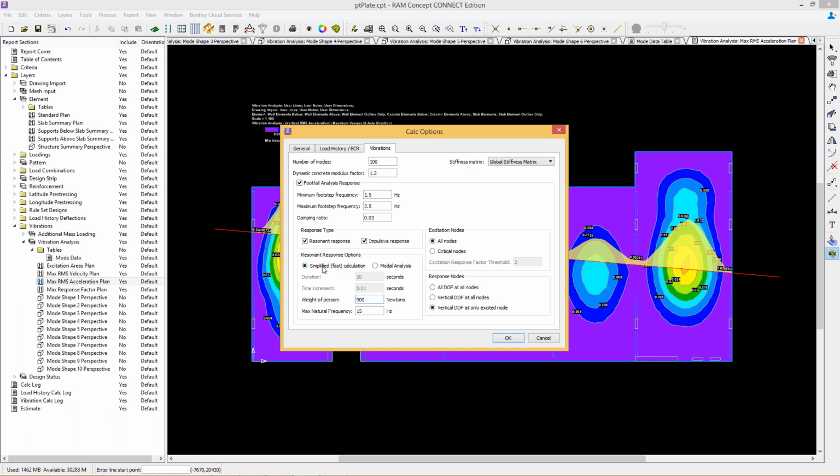And the other option we have is using a simplified calculation, which is actually the more complicated closed form solution we saw earlier in the presentation. It's called simplified here because it's not a complete modal analysis, but it is much faster than a modal analysis. And as we saw in those comparison charts, it's also very accurate. So this is the default calculation mode in RAM Concept that is used for the resonant response calculations. But in RAM Concept, it's also possible to do a full-blown modal analysis. And then we also have a little bit of control over what we're setting for the excitation nodes as well as the response nodes.